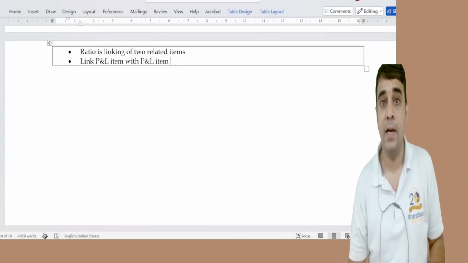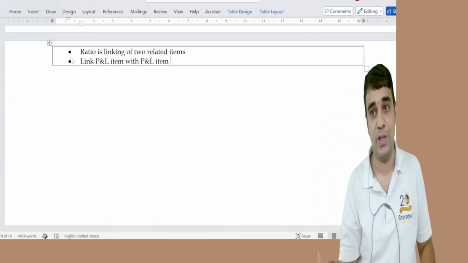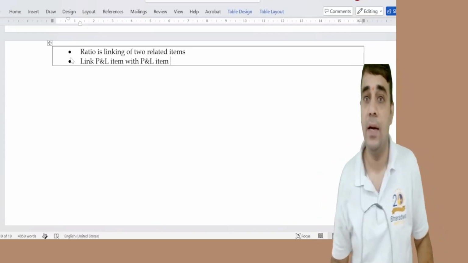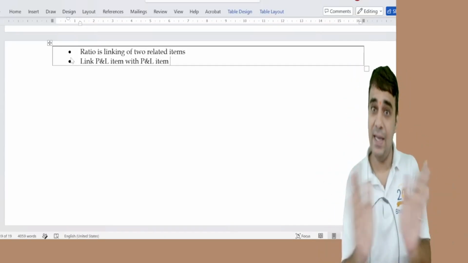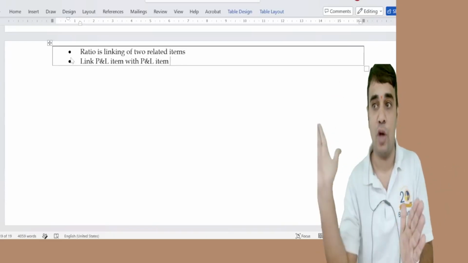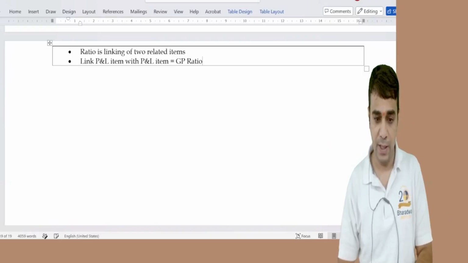In costing we used to do this OAR, where we used to link. That is also technically a ratio only, where we are finding out if there is any linkage between the two items. We used to absorb over it. Same way, I may link and call it as GP ratio, NP ratio.